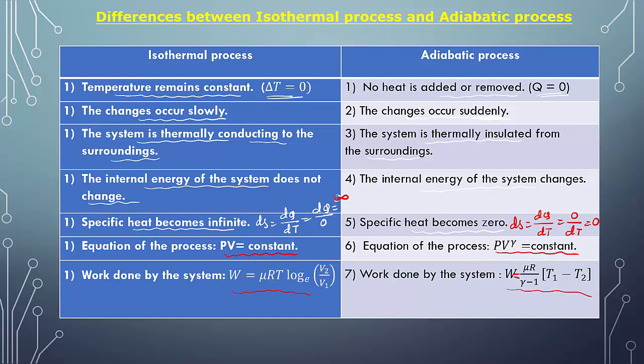So these are some differences between isothermal and adiabatic processes. In your examination, it carries 3 marks: write the differences between isothermal and adiabatic process. So for 3 marks, we have to remember 3 points. For 5 marks, we have to remember any 5 points. So this is all about isothermal and adiabatic processes.